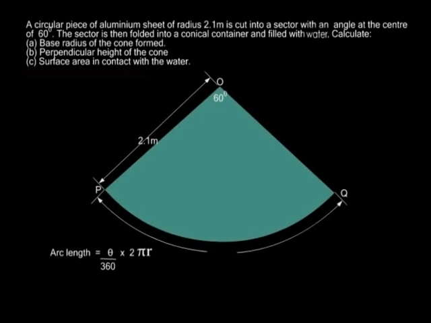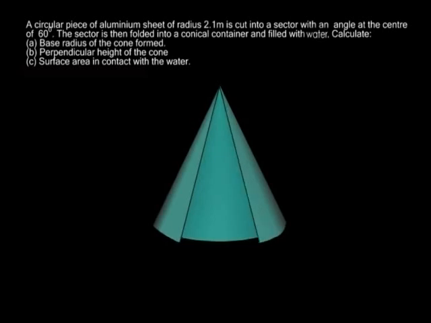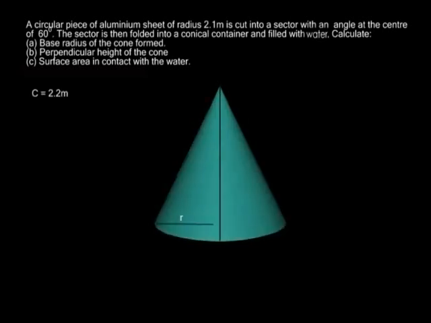Remember, arc length is given by theta over 360 times 2 pi r. 60 over 360 times 2 times pi times 2.1 will give us 2.2 meters. So the circumference of the base is 2.2 meters. Now we can find the radius. Circumference is given by 2 pi r. If we equate 2 pi r to 2.2 and solve for r, we'll find r is equal to 0.35 meters.